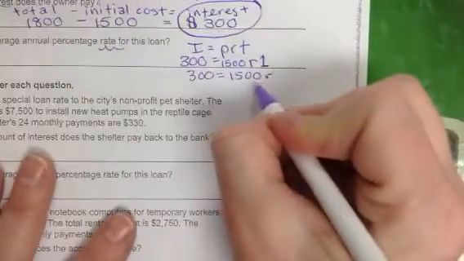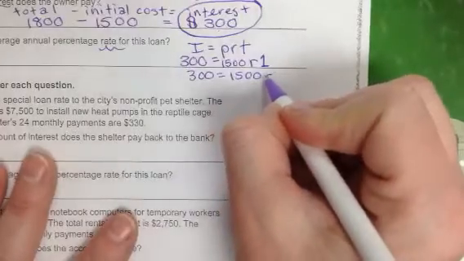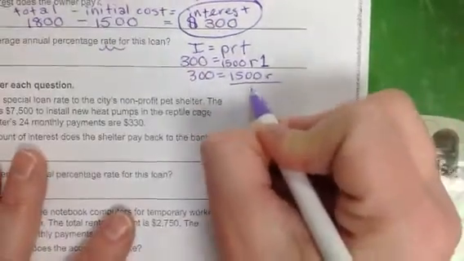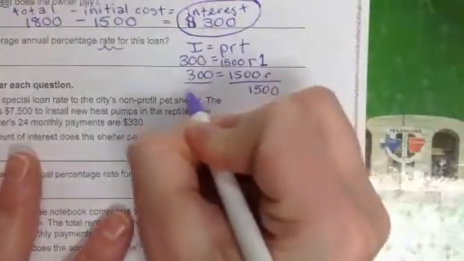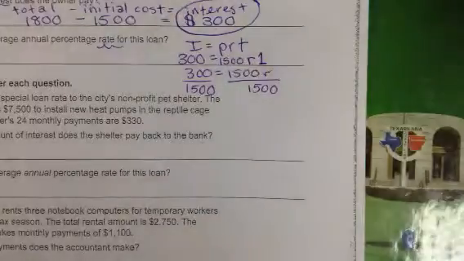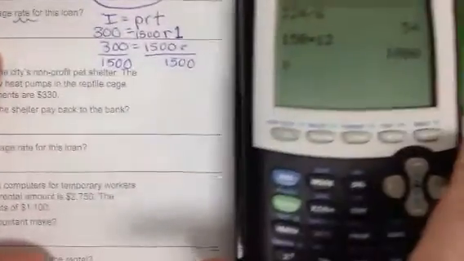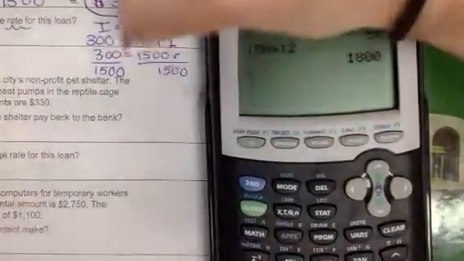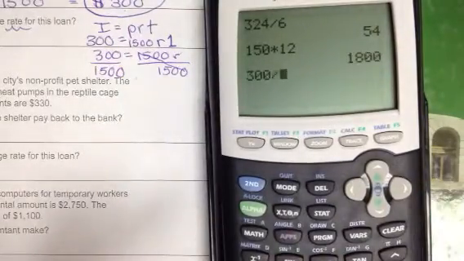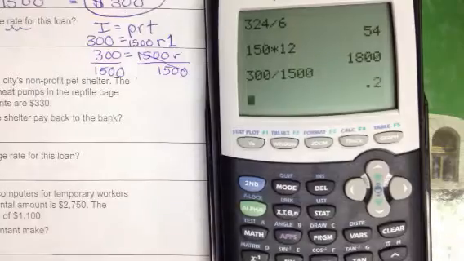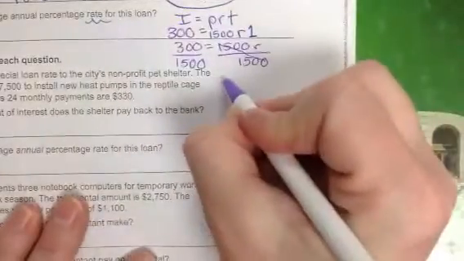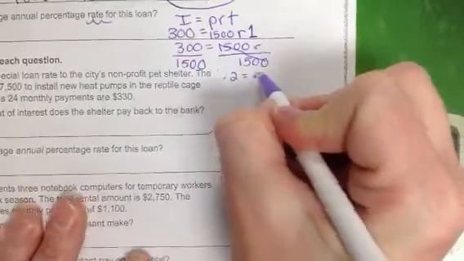I know in between these there's no sign, so again they're multiplying. I want to undo their process, so I'm going to divide both sides by 1,500. Over here it cancels. 300 divided by 1,500 gives me the decimal of 2/10. So I have 0.2 equals R.